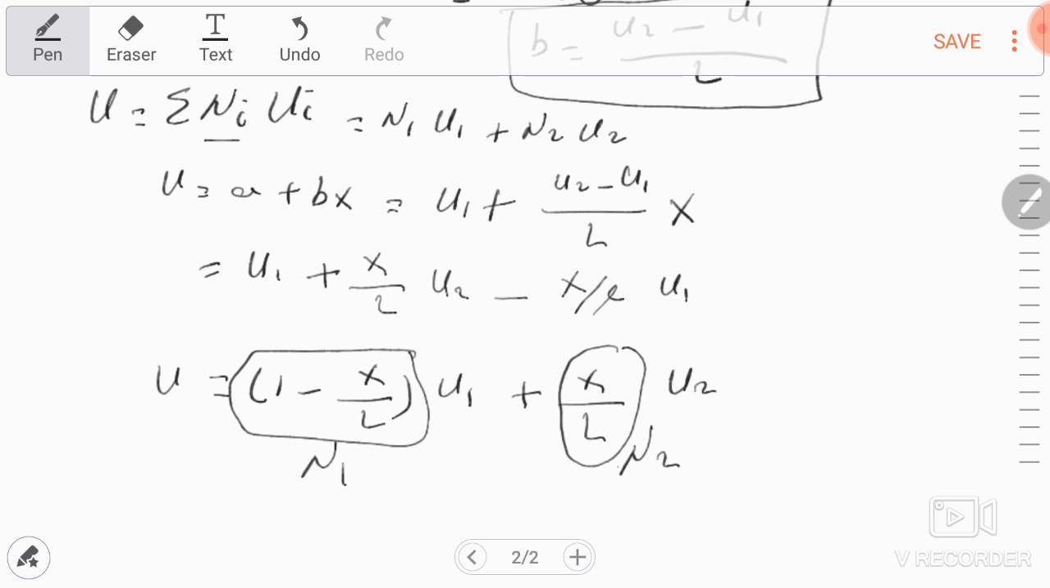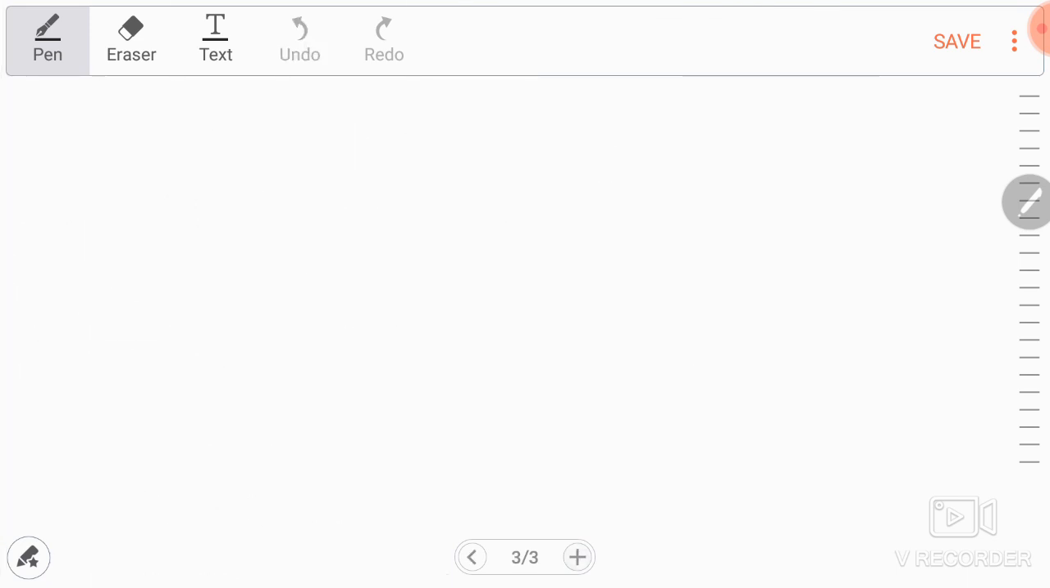Okay, so after I get the values of N1 for node number 1 and N2 for node number 2, it's easy to check the shape functions. We have 4 points for checking. So now I'm going to go through the criteria for the shape function.